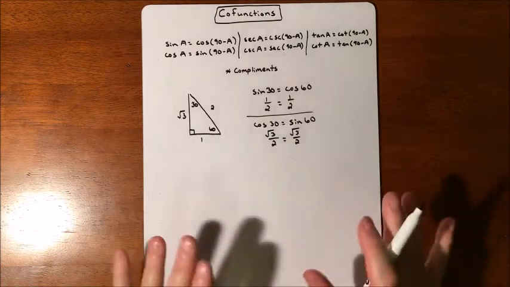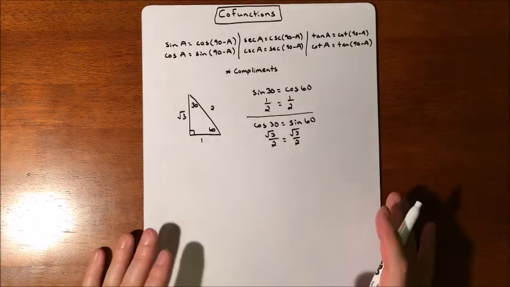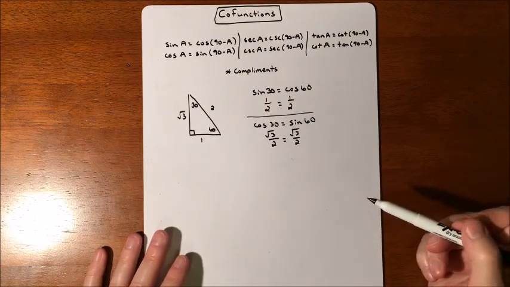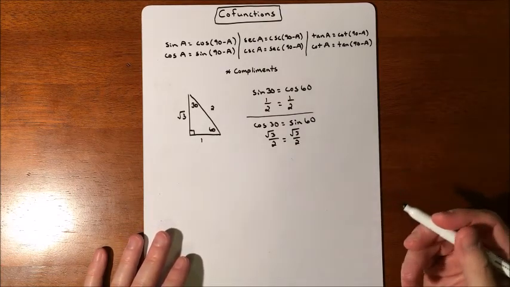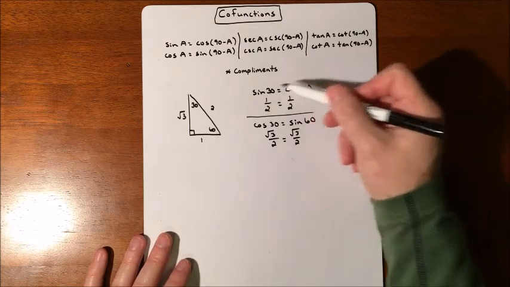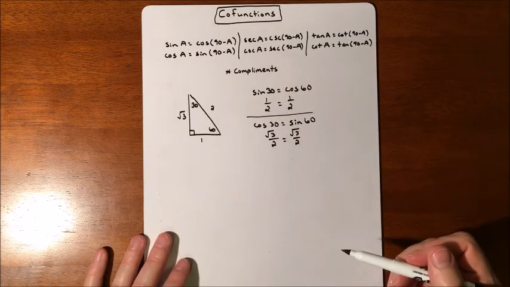Okay, so that's just a quick idea of what a cofunction is. The main thing to remember is they are cofunctions, or complements, which means the two angles would add up to 90 degrees every single time.